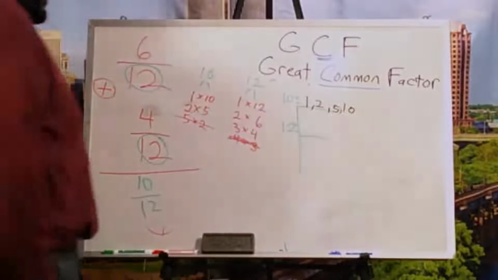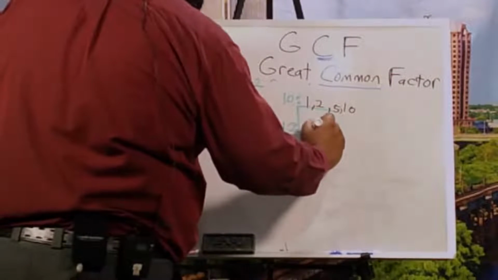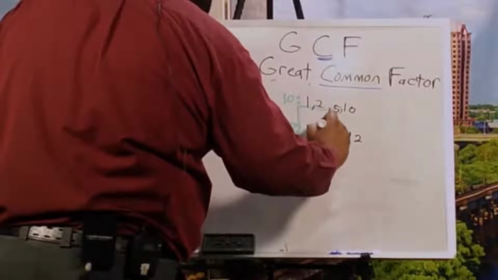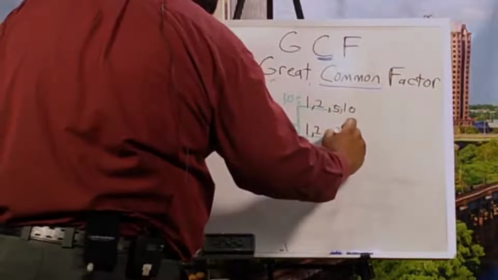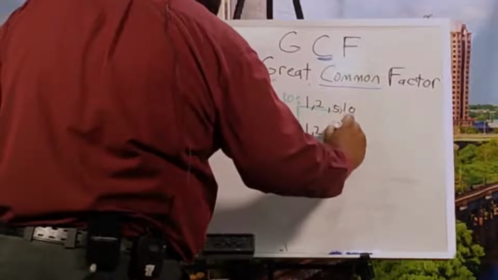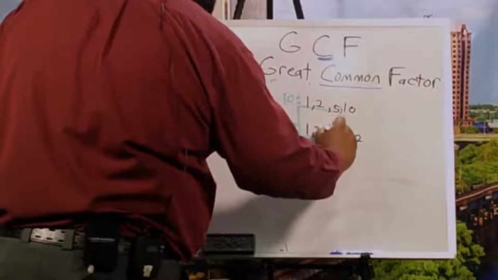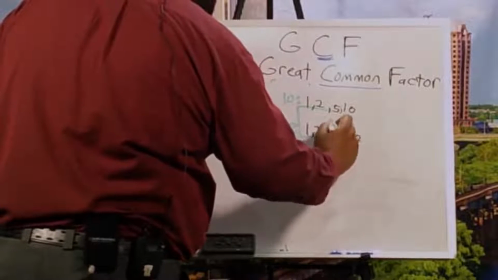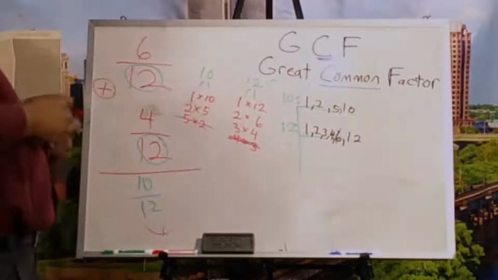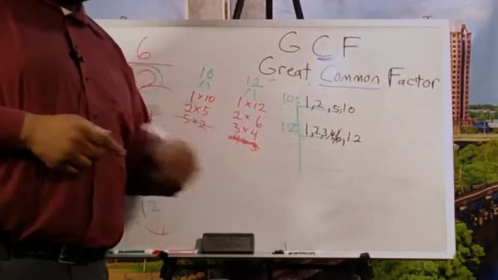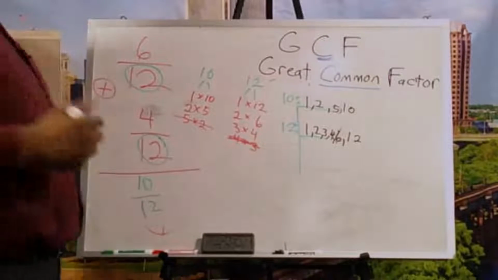All right, what gives me 12? 1 and 12. 2 and 6. 3 and 4. All right, let's check them real quick. Let's check them. Now we want to find what do they have in common.